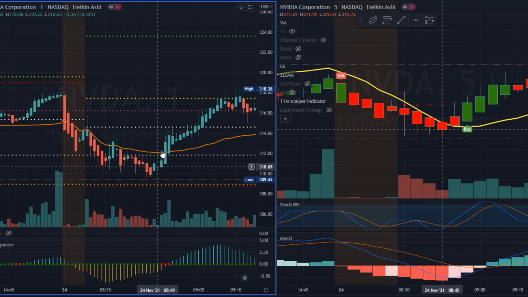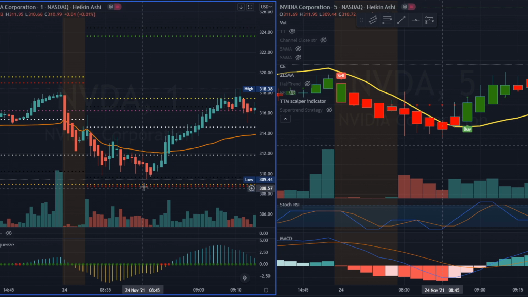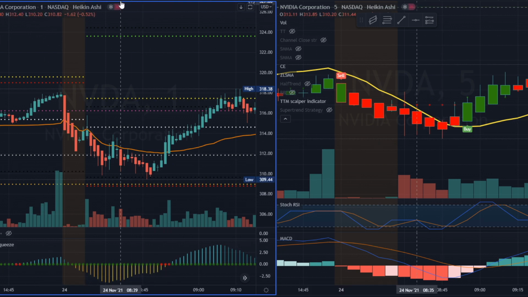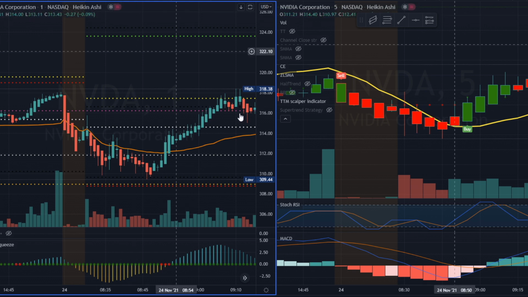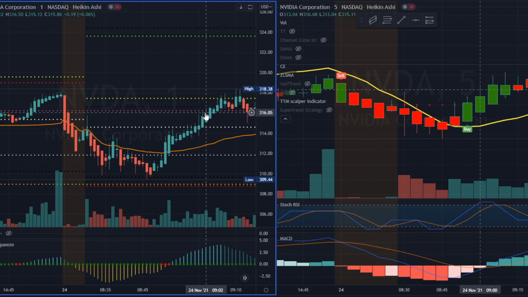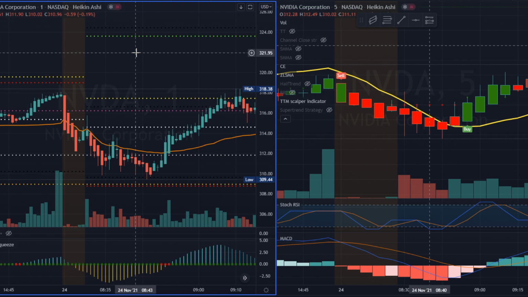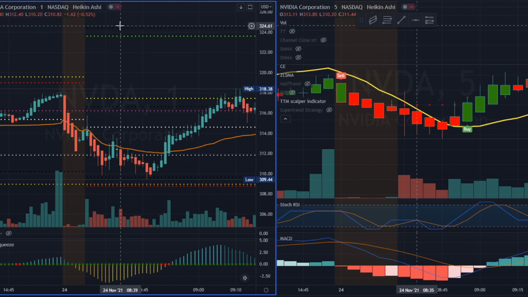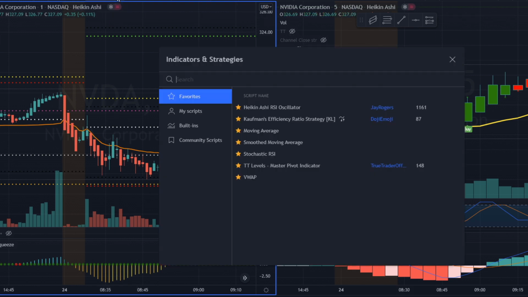So let's talk about how to set these up, these indicators here. So the TTM Squeeze, these are all free on TradingView. Now, you do have to pay if you want to put more than a certain amount of indicators. I don't remember the exact amount. And I don't have an affiliate with TradingView. So this is just something that I do use myself.